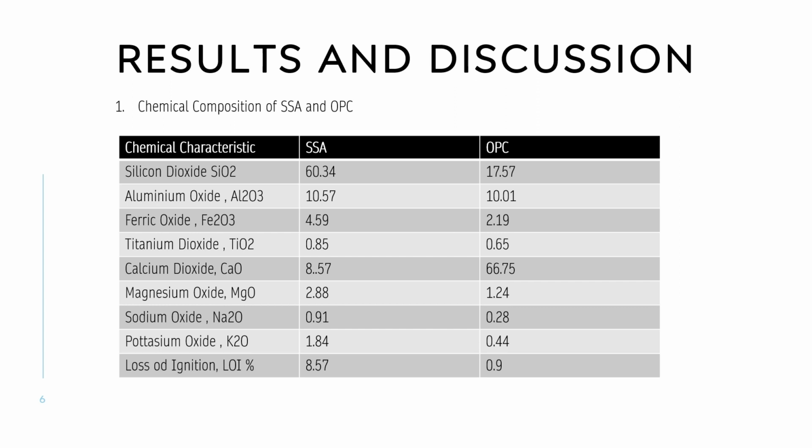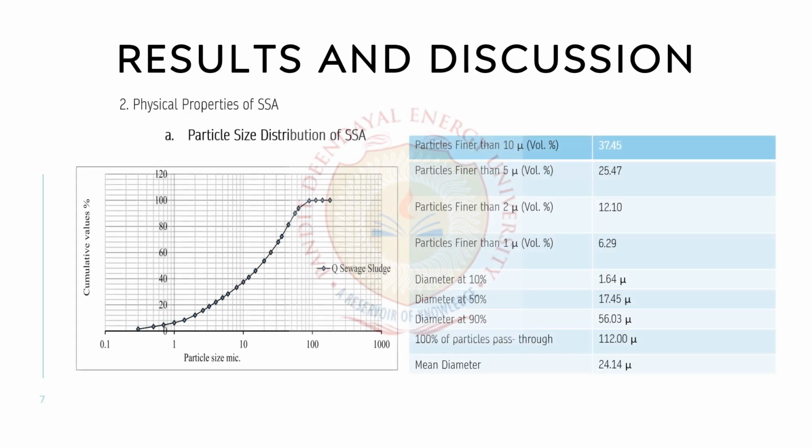So these are the results of chemical composition of sewage sludge ash and OPC. From the result we can see that sewage sludge contains high amounts of silica, that is 60.34, and sewage sludge ash is high in silicon content. These are the results of particle size distribution. From the result we can see the mean diameter of sewage sludge ash comes out to be 24.14 after pulverizing it.